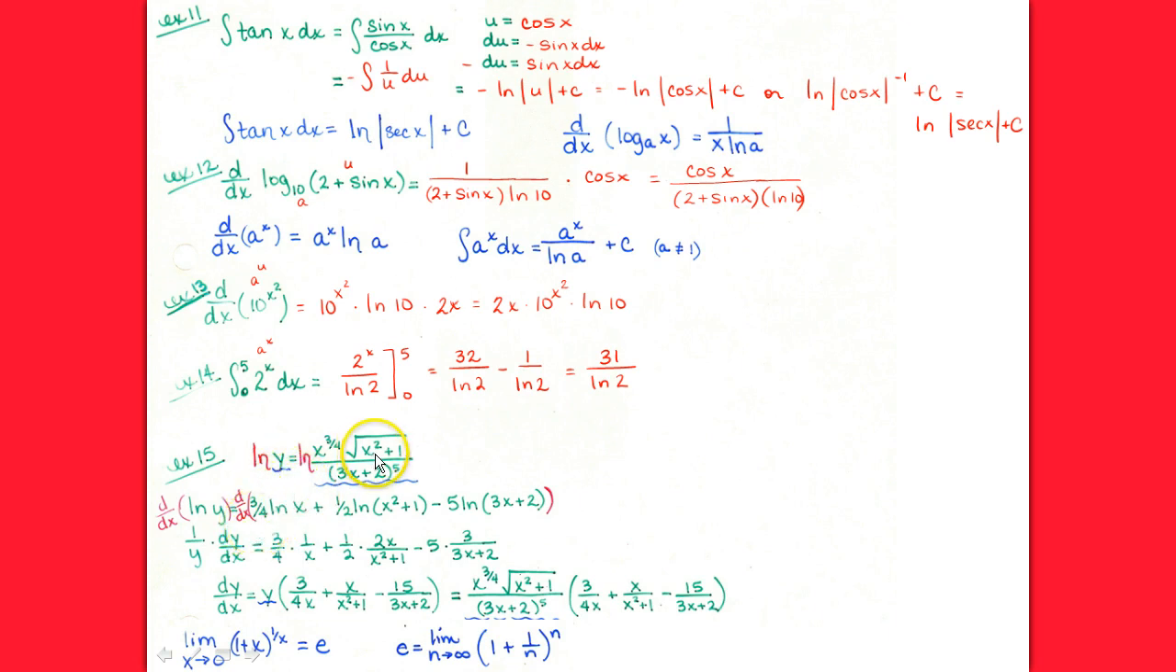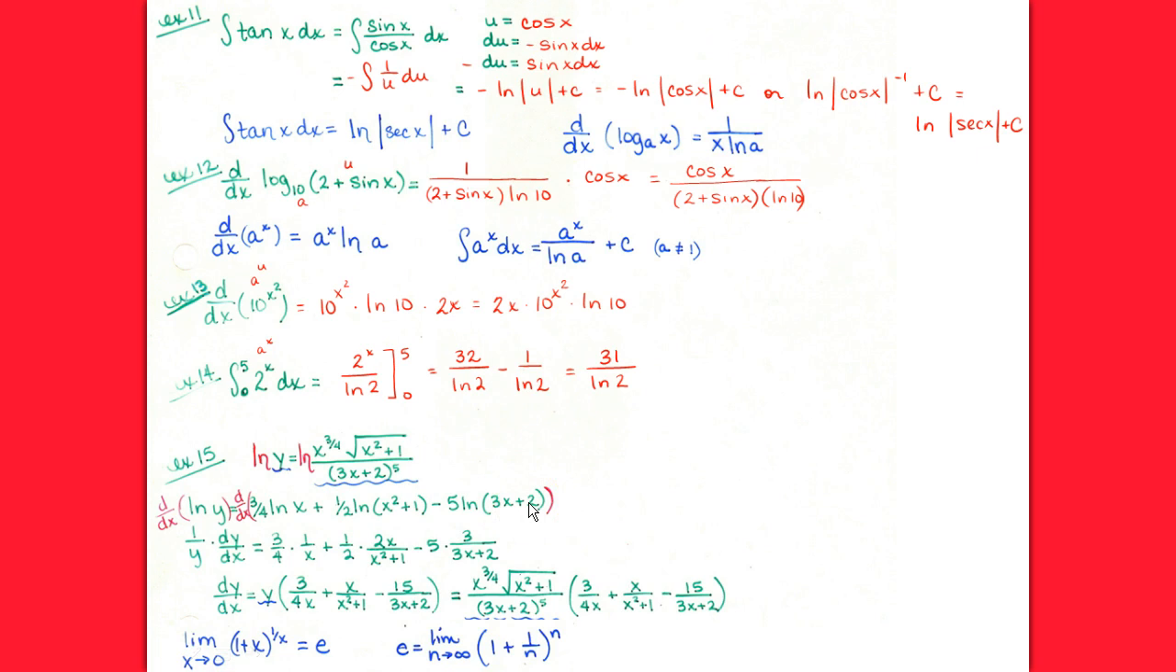For x squared plus 1, if I write that to the 1/2, then I can move that 1/2 out in front of the log, and I'll have the log of x squared plus 1. And then for (3x plus 2) to the 5th, again, I'm going to move that exponent of 5 out to the front, and I'm left with the log of 3x plus 2.